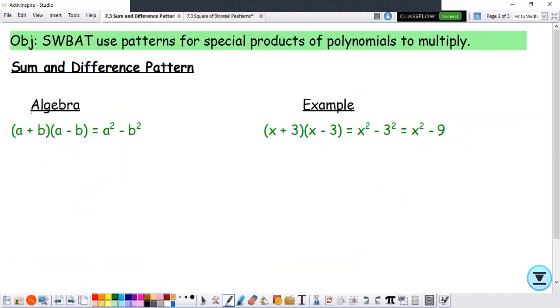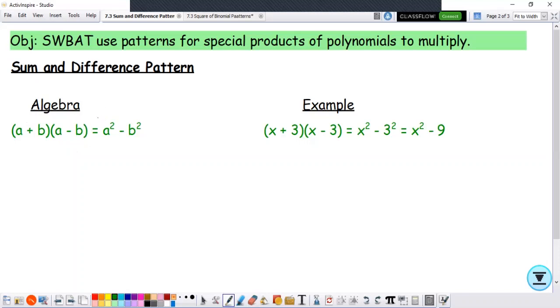Hopefully what you saw was that the first term is squared, the second term is squared, and we end up with a subtraction. And that's because when I take the last term times the last term, a positive times a negative is going to be a negative. But as we saw in our previous problems, the middle terms always canceled out. So when you have two binomials, one a sum, one a difference, and the two terms inside are the same, we call that a sum and difference.